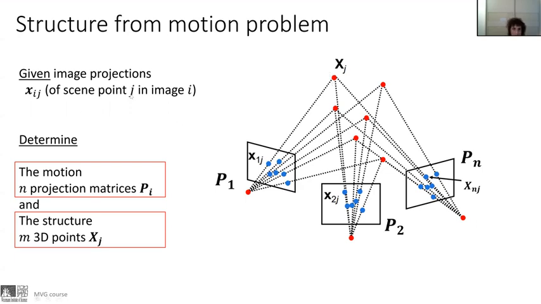Okay, what we know is only the following. We know on each image that the scene point J, we don't know the scene point J, was projected to the image I. We denote it by Xij like this. This is the input, and then we'd like to determine 2 sets. One set is the set of the cameras, the projection matrices, and the other set is the set of the M 3D points. This is mathematically.